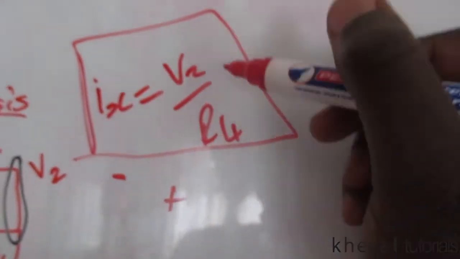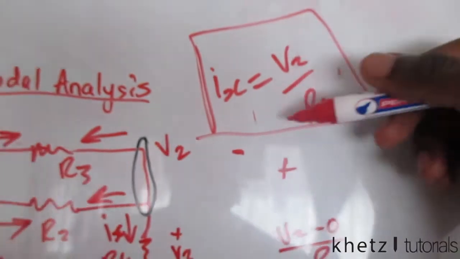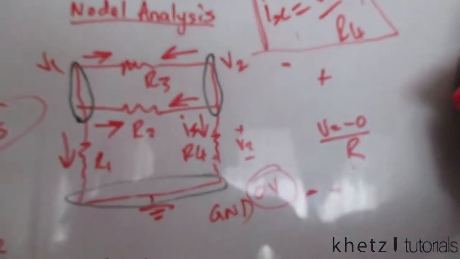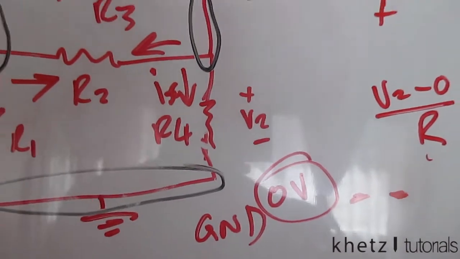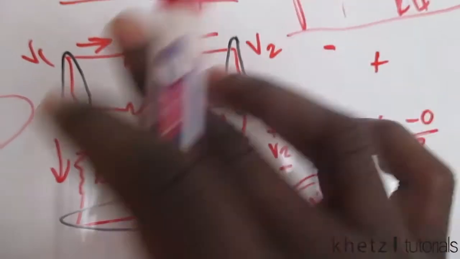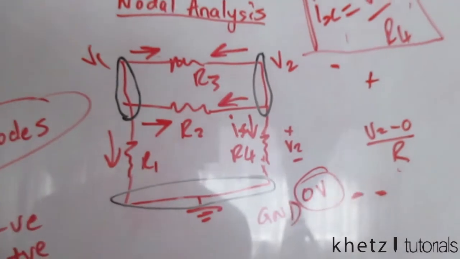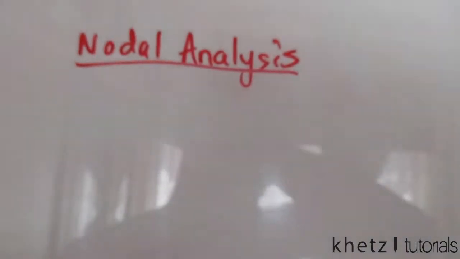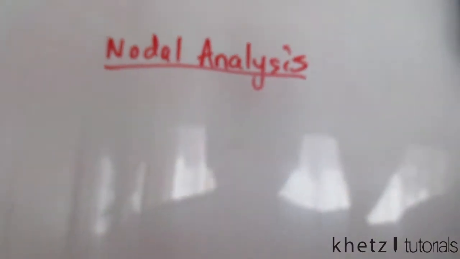So you can apply this to any problem which you might have. If they ask you to find Ix, or any other variable, you just have to find a relationship between that variable and the node voltages. So that's how you do it. This is the first part. Moving on to the second part of the tutorial.